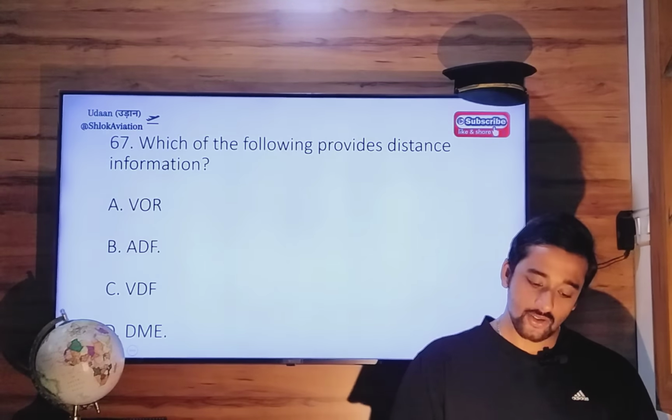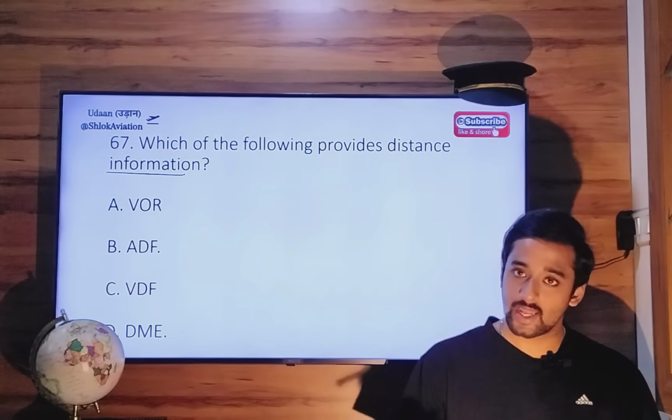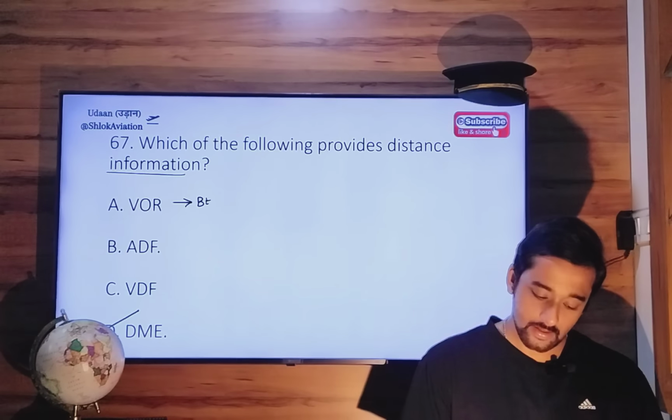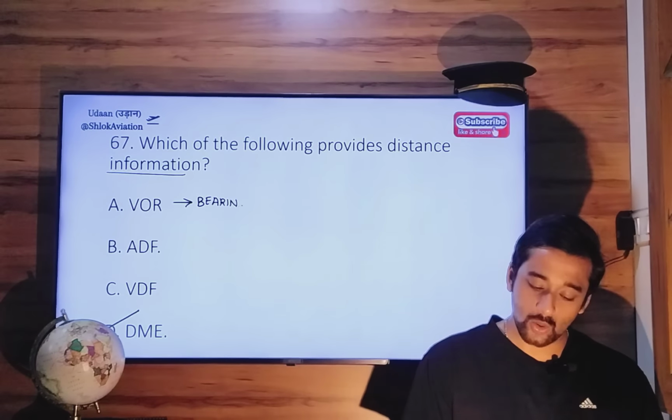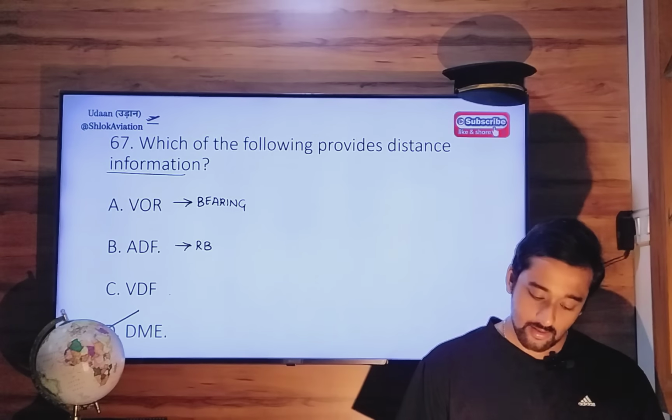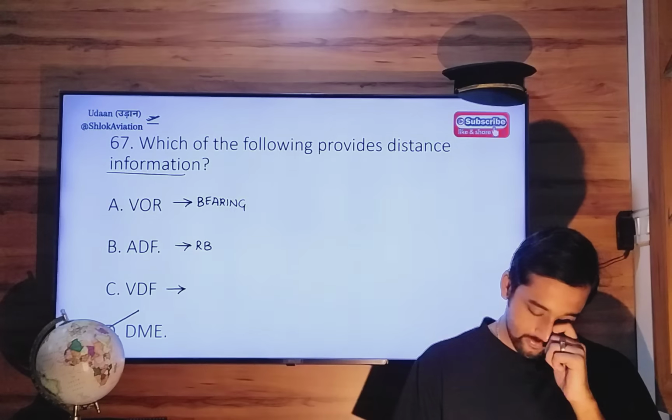Next, which of the following provides distance information? Very easy. DME. VOR provides bearing information, the radial you are situated on. ADF provides relative bearing information. VDF, very high frequency direction finding.